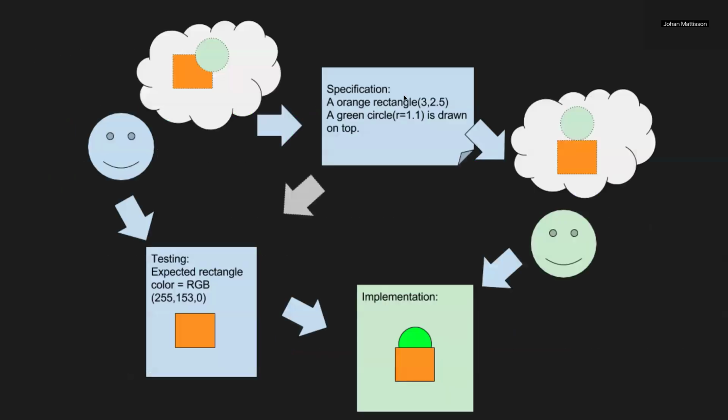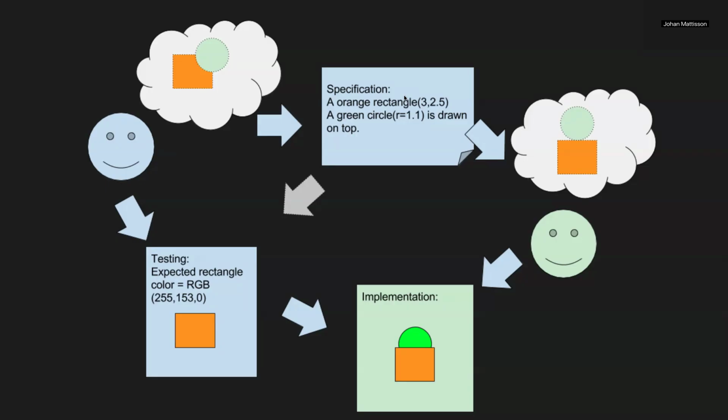All right, so here's the tricky part. So let's say that this person here is like a product manager for some product. He thinks about the product. Okay, I want a square, I want a circle that's green. Let's write some specifications for this. It should be an orange rectangle. It should be a green circle that is drawn on top. Okay. There are a lot of things that need to be in this specification for us to be very certain that we get exactly the same thing, right?